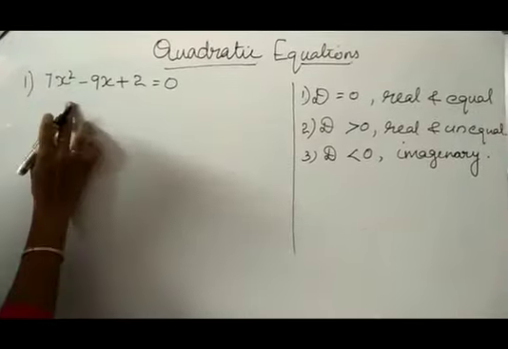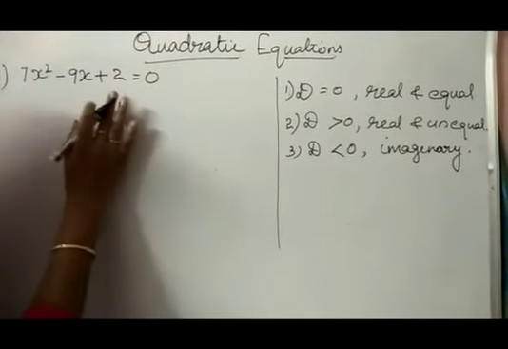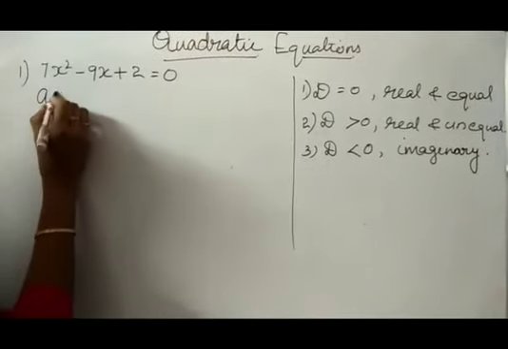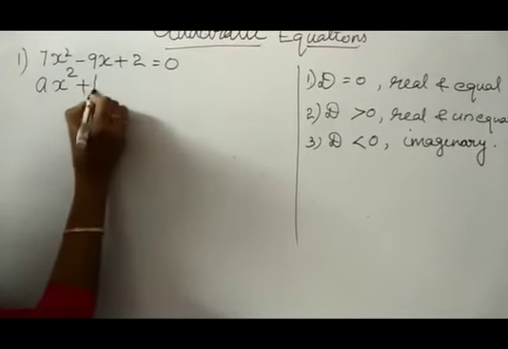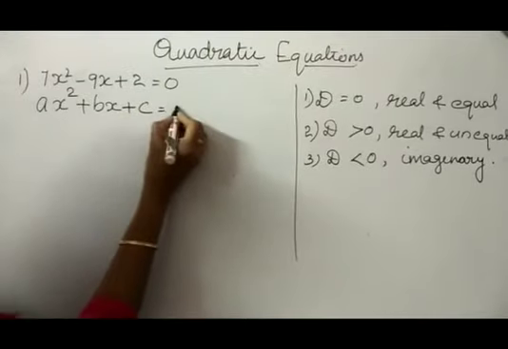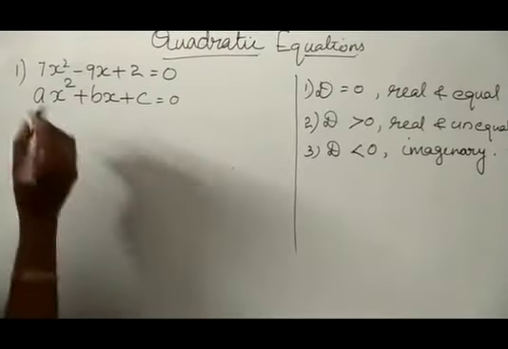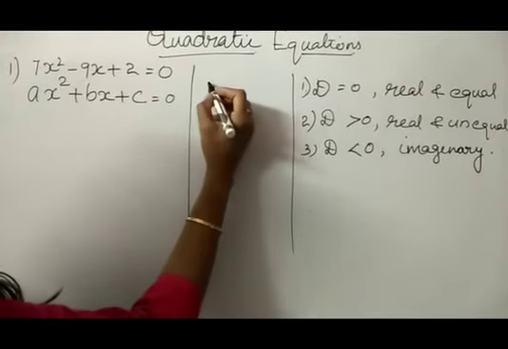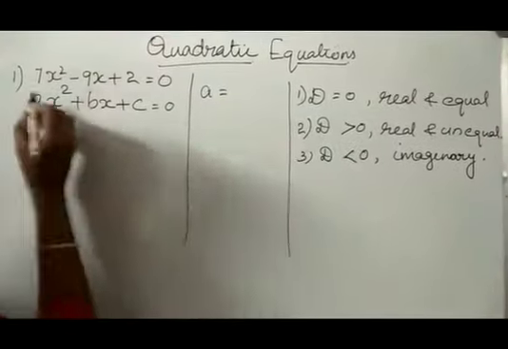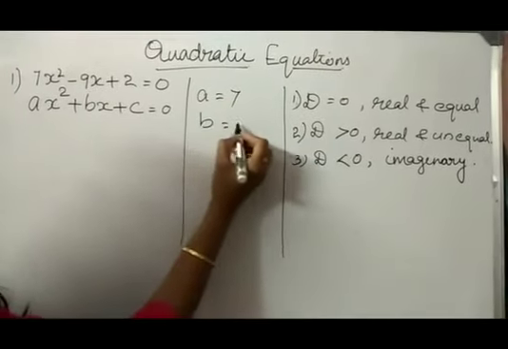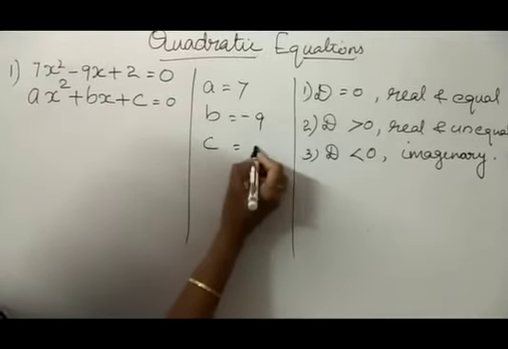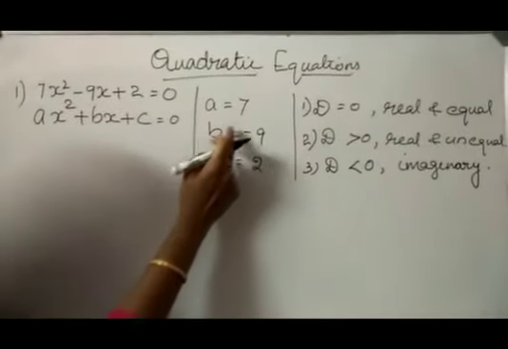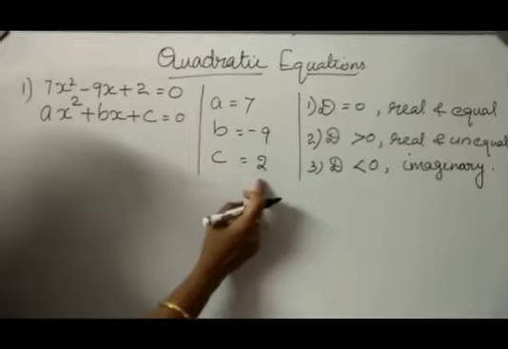You have to compare the given quadratic equation with the standard form of the equation. So, what's the standard form? As we have seen, ax square plus bx plus c is equal to 0. Here, you need to compare these two equations and find the values of a, b and c. So, you will get the value of a as 7, b as minus 9 and c as 2.